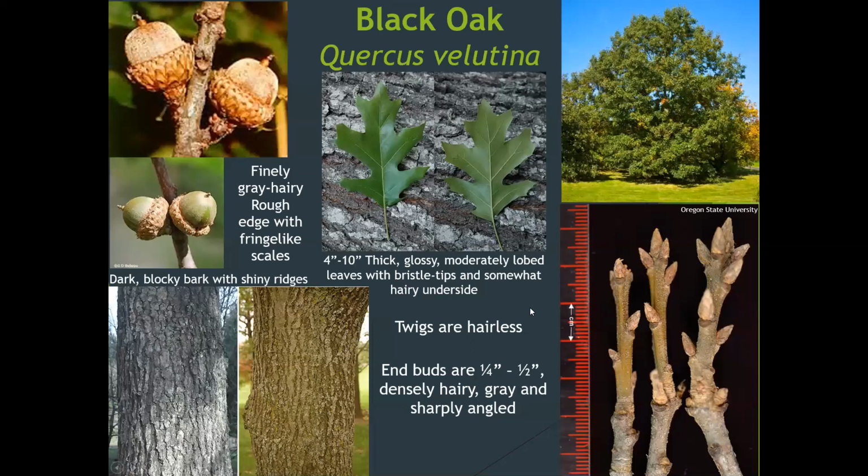Moving on to oaks. These are, I want to say, feather-like lobed. What I mean by that is they're not pinnately lobed, but if you were to fold the leaf in half, the two sides would be symmetrical to one another. Black oak leaves are 4 to 10 inches long, and the lamina, the actual leaf itself, is thicker than other oaks.